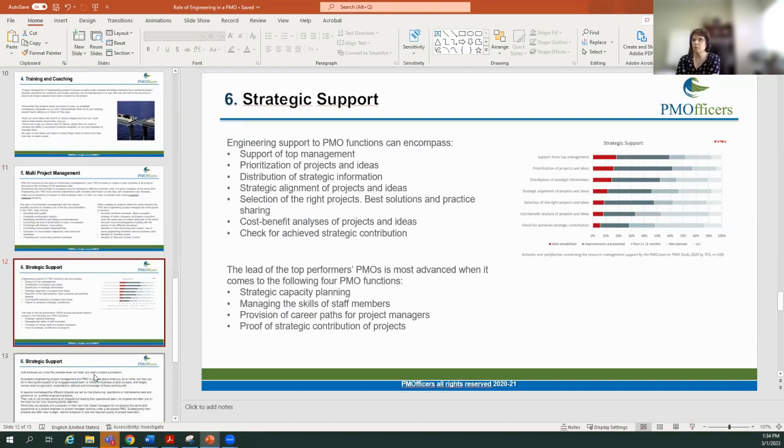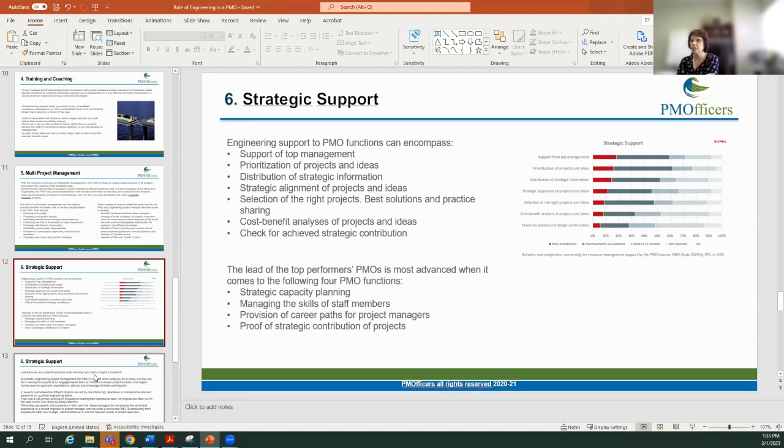So the strategic support engineering support to PMO function can encompass various items. Support of top management, prioritization of projects and ideas, distribution of strategic information, strategic alignment of different ideas and projects, selection of the right projects. How do we quantify? How do we work through making sure that the right project is executed at the right time with the best solution?